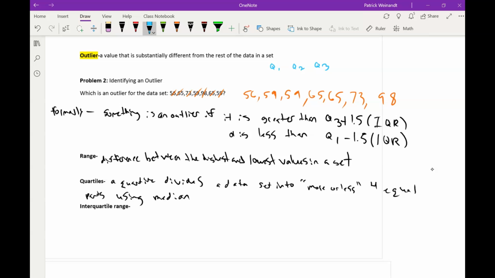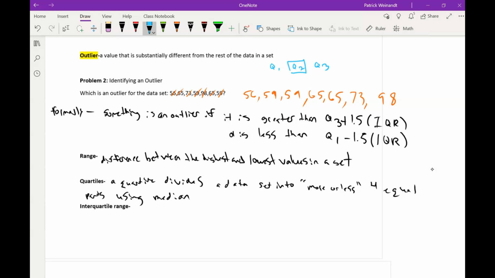So really, you want to start by finding quartile 2. That's your middle value. That's just the median. So whatever the median is, that's your quartile 2. If you're working with an even data set, you have to make a new kind of quartile 2. Well, our data set has 1, 2, 3, 4, 5, 6, 7 numbers, so it's odd, so we're not going to do that.